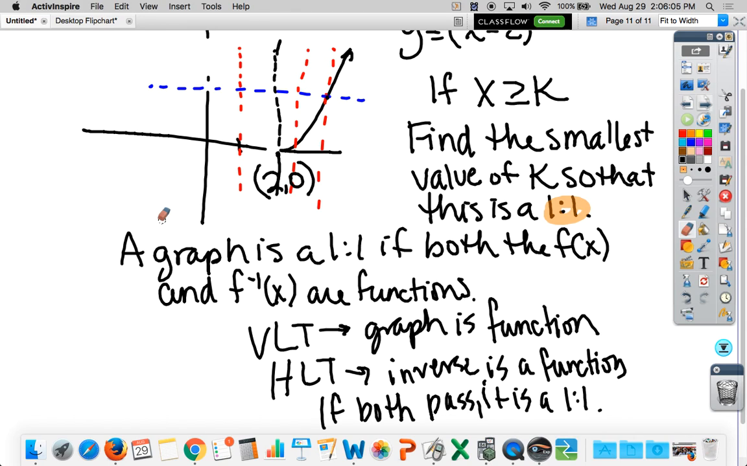Okay, so they're asking me the question, what is the smallest possible value of k so that this would be a one-to-one? Well, the only time that it starts swinging back up, that it would fail the horizontal, is right past here. So as soon as I go like this, I fail, right? Because I start repeating my y's. So I'm trying to get the lowest possible value. So I've got to get all the way down where I just have that part only.